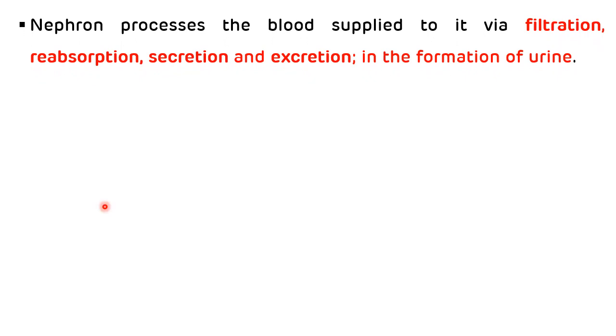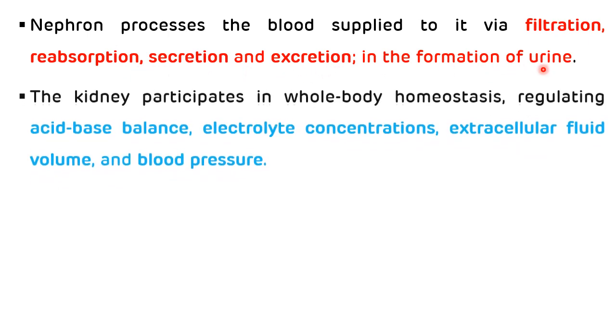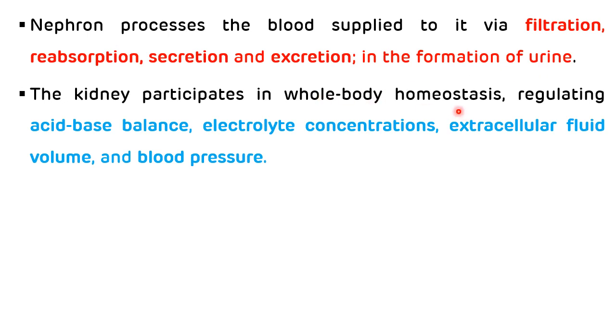The nephron processes the blood supplied to it via filtration, reabsorption, secretion and excretion in the formation of urine. The kidney participates in whole body homeostasis, regulating acid-base balance, electrolyte concentrations, extracellular fluid volume, and blood pressure. That is about the functions of the kidney. Now we will see kidney function tests.